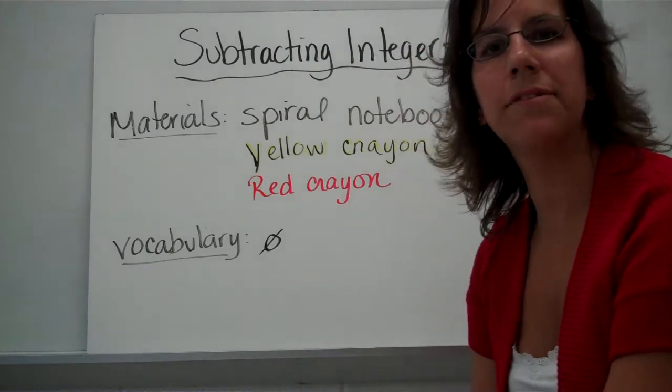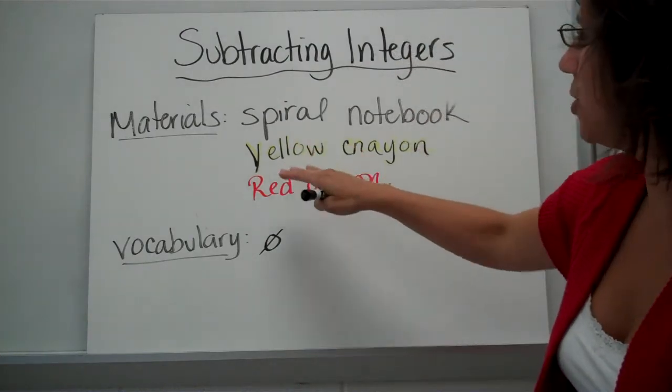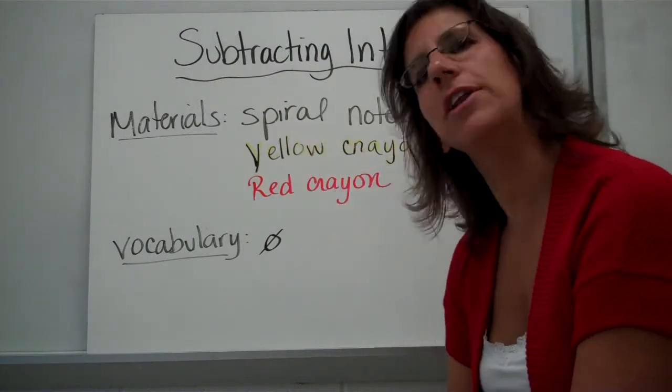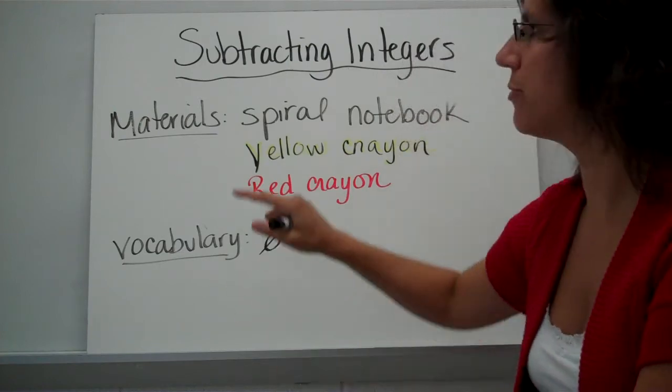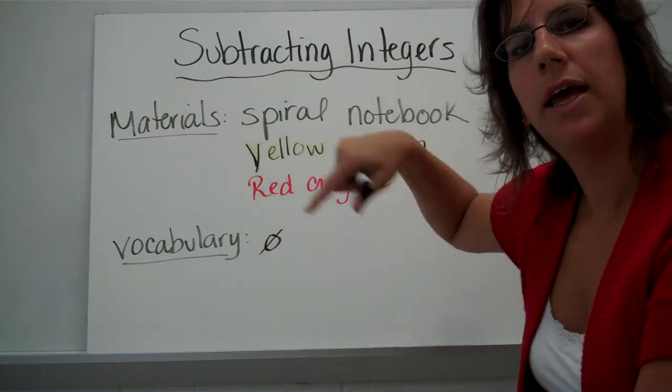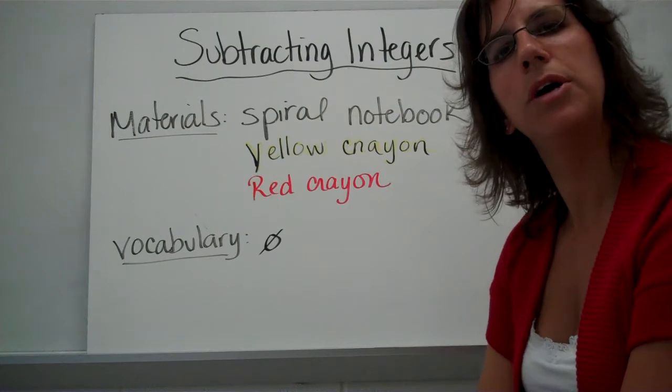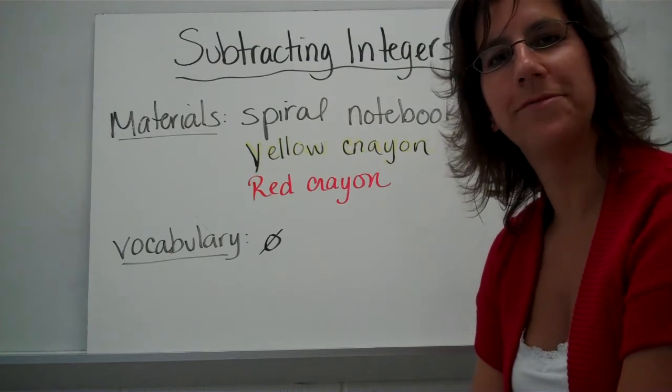Today's lesson is subtracting of integers. So you're going to need your spiral notebook, yellow crayon, and red crayon. Go ahead and grab those materials. Come on back, write the title at the top of your notes. There's no new vocabulary there, so just get ready to do some modeling.